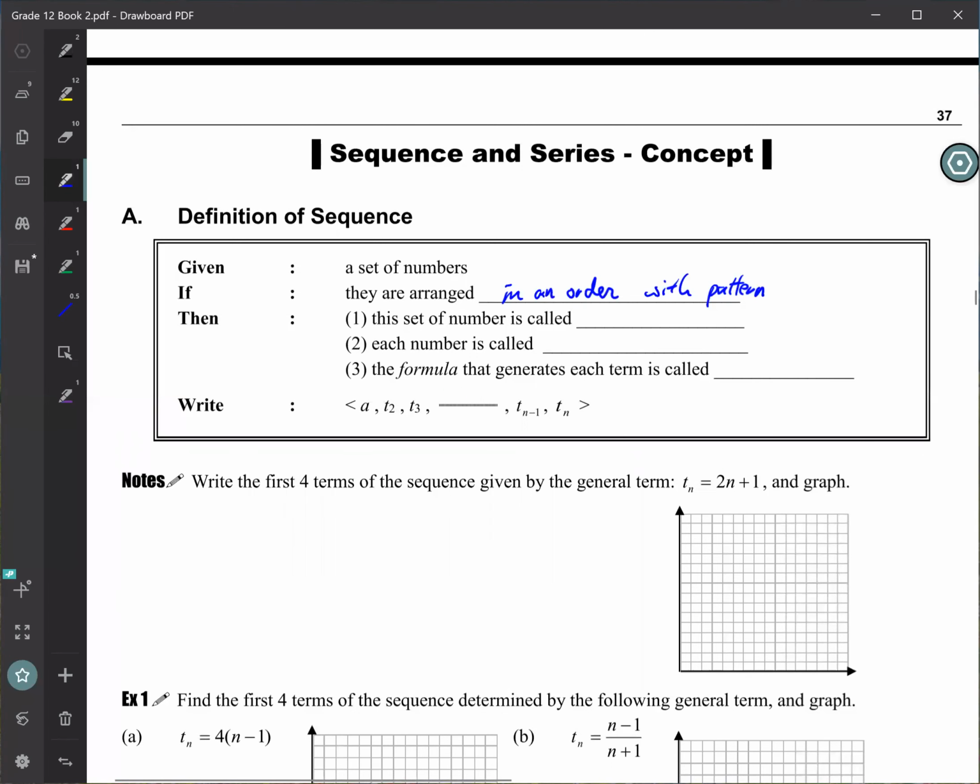They have special numbers. So like in arithmetic, you have the same difference between every term. For example, it's always adding by 2, or always subtracting by 3. That kind of pattern. If it has a pattern, then this set of numbers is called a sequence. Each of the numbers in the sequence is called a term. And the formula that can generate each term is called the general term.